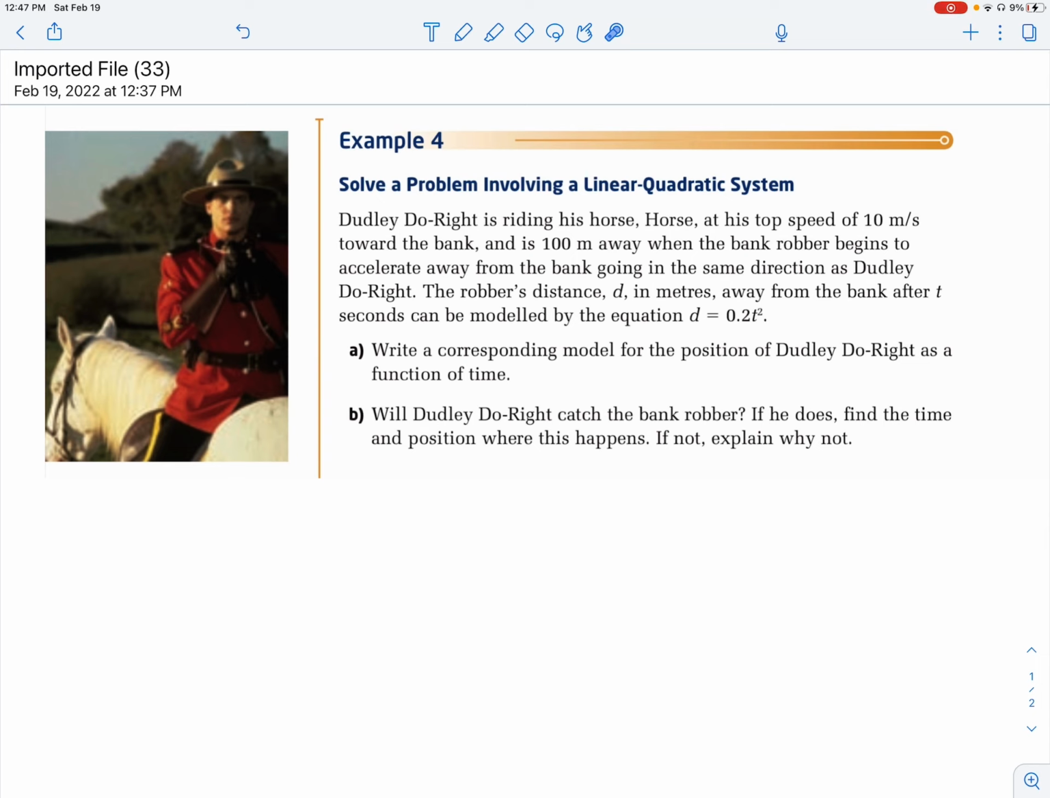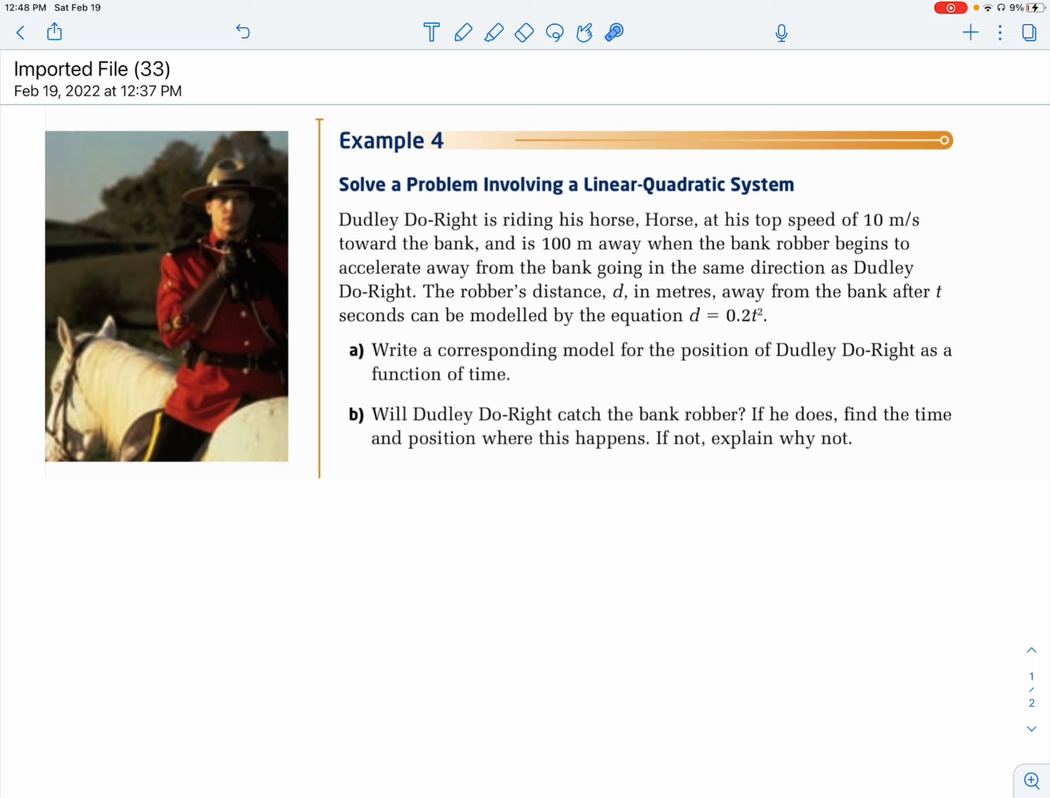Okay, so in this question, it says Dudley Do-Right is riding his horse, that's actually his horse name, at his top speed of 10 meters per second toward the bank. And it is 100 meters away when the bank robber begins to accelerate from the bank, going in the same direction as Dudley Do-Right. The robber's distance d in meters away from the bank after t seconds can be modeled by this equation. So write a corresponding model for the position of Dudley Do-Right as a function of time.